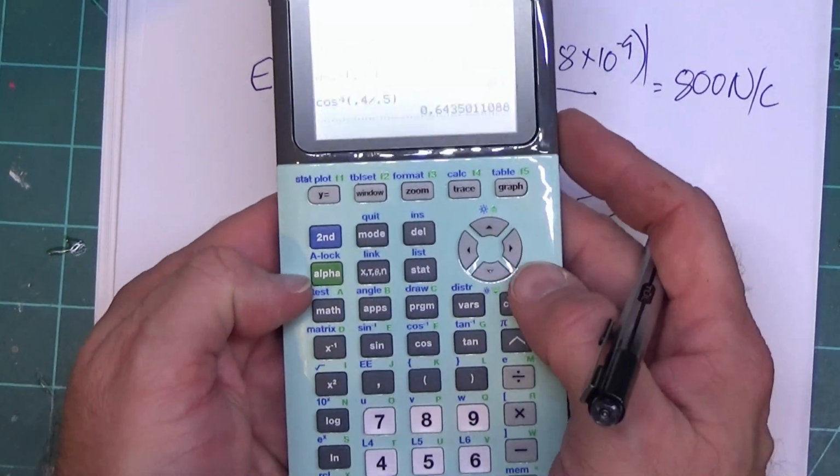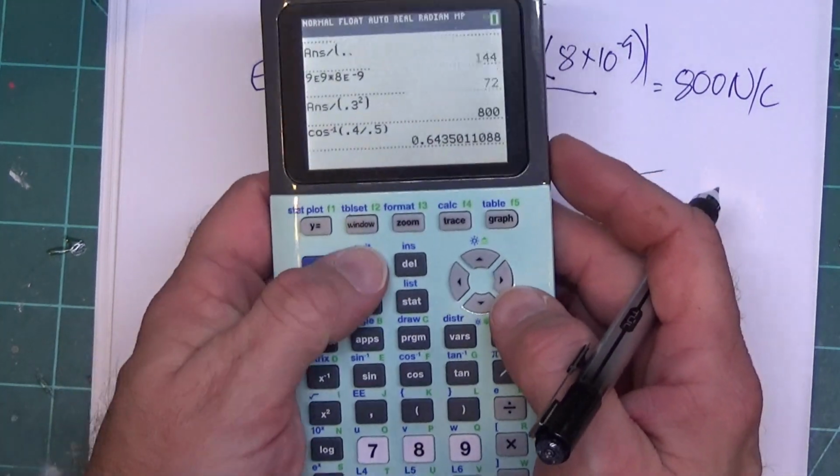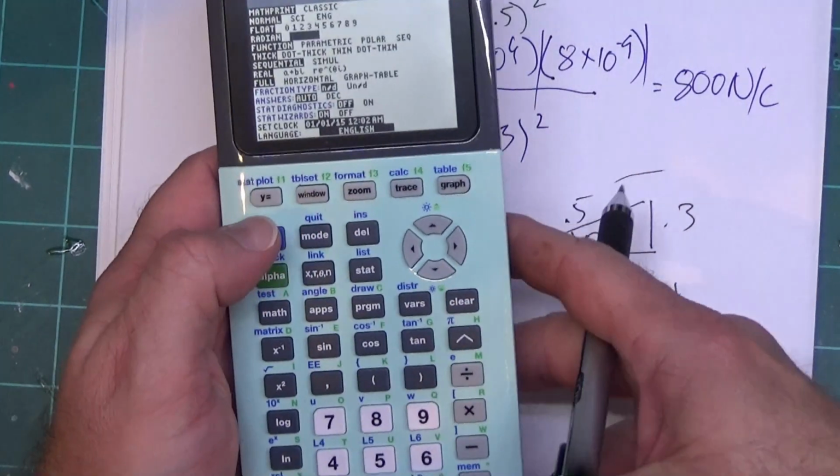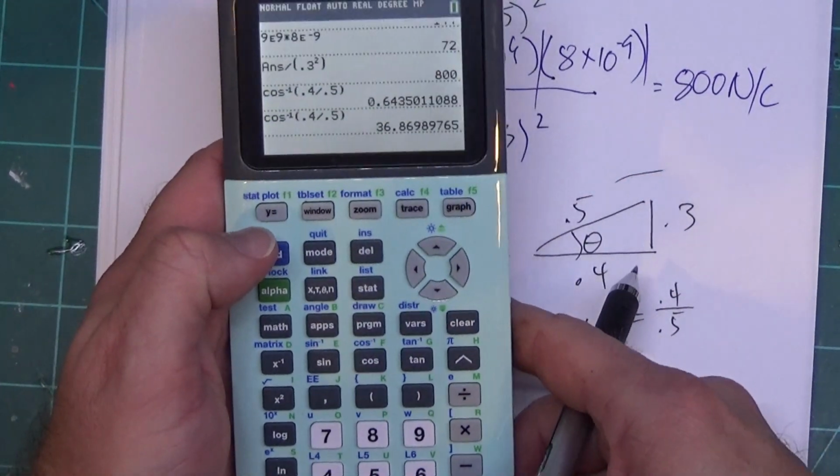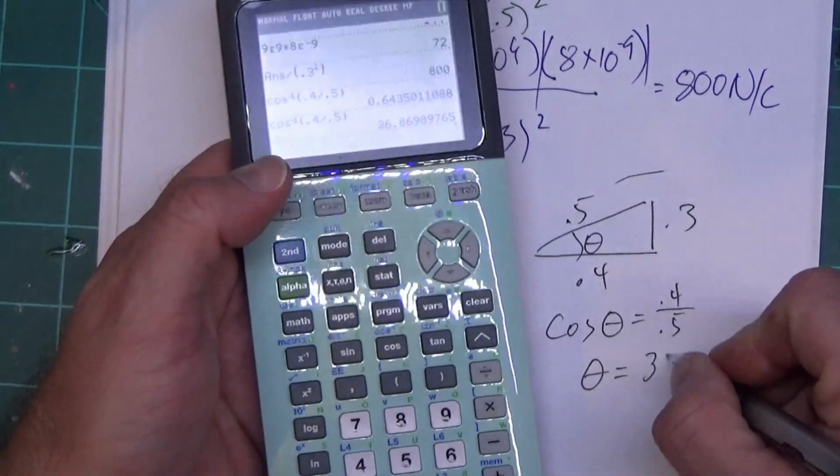and we're in radians, that's not a good thing. So I'm going to push mode and get us out of radians. We sure are in radians. So let me do that again. I get 36.86 degrees.